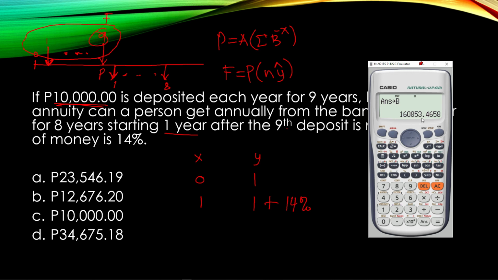Okay, so ito na yung gagamitin natin as P sa ating withdrawal dito sa pagwi-withdraw natin. Another annuity na naman ito. Okay, so medyo tricky siya, no? Kasi dalawang annuity.